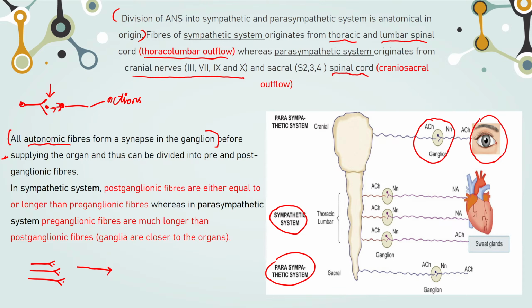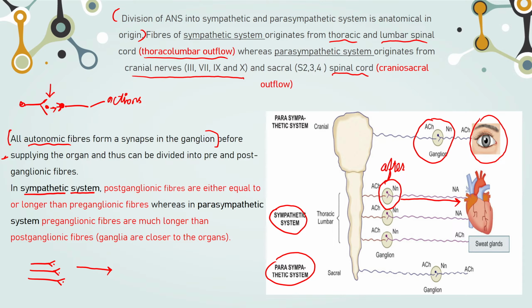So in the sympathetic system, always very important to remember this, the postganglionic fiber, see here, which is originating after the ganglion, will always be either longer than or equal to the preganglionic fiber. Post means after the ganglion, so whichever fiber originates after the ganglion will be either longer than or equal to the preganglionic fiber.